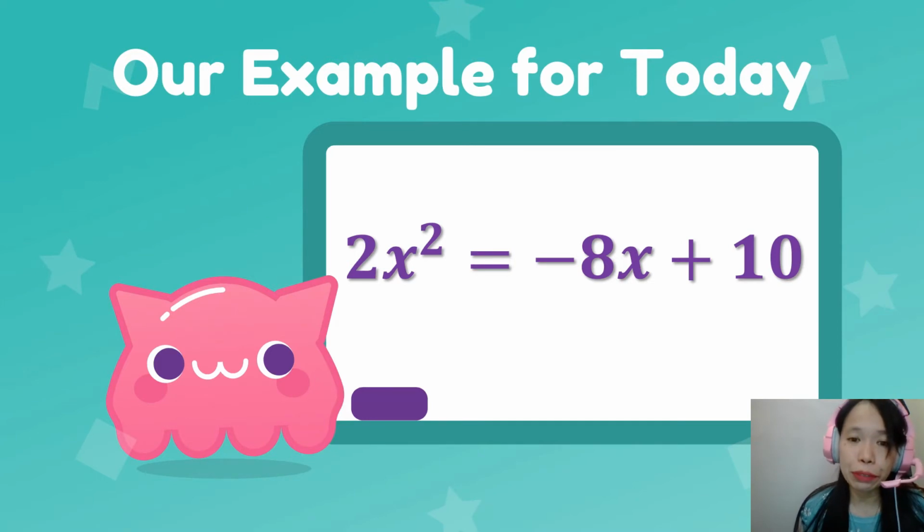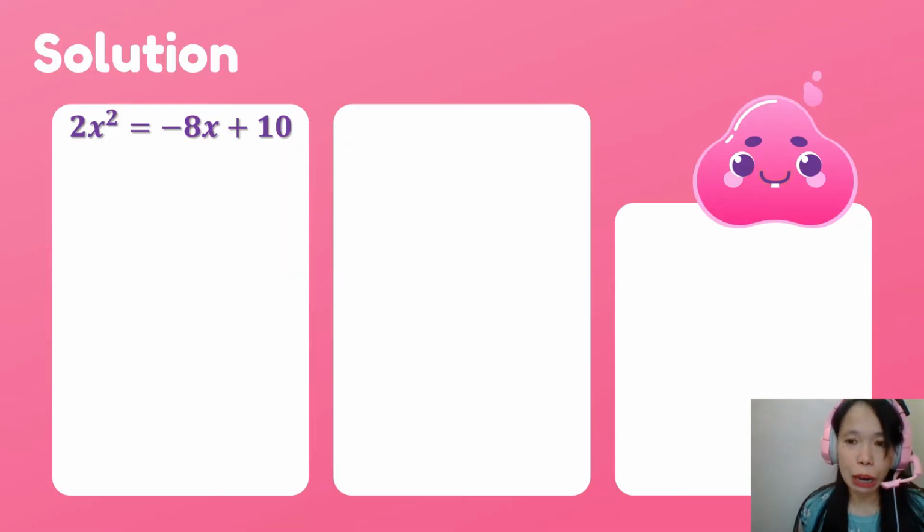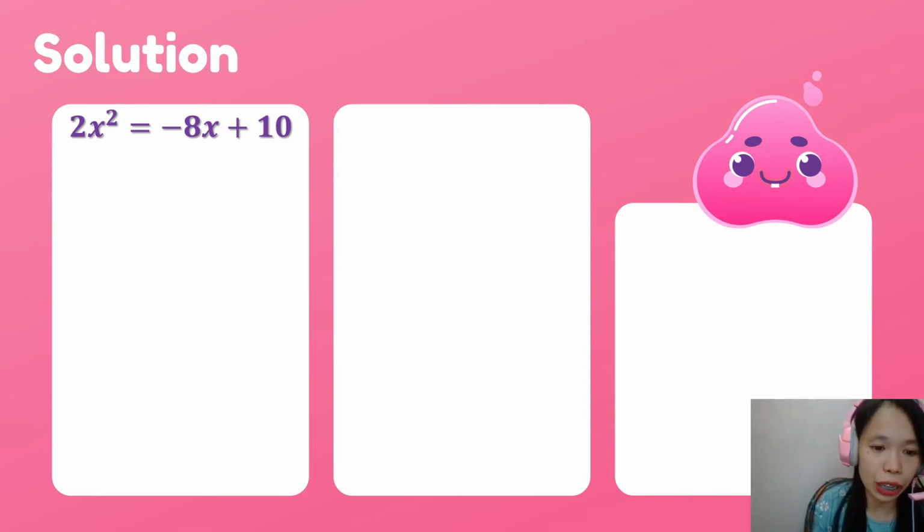So our example for today is 2x squared is equal to negative 8x plus 10. So here is our solution, how to solve it using factoring. So the first procedure, as you observe, the given problem is not written in standard form. Kaya isusulat natin siya or i-arrange natin siya into standard form. Therefore, we will have 2x squared plus 8x minus 10 is equal to 0.